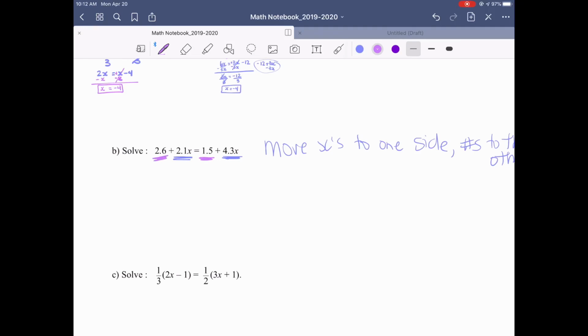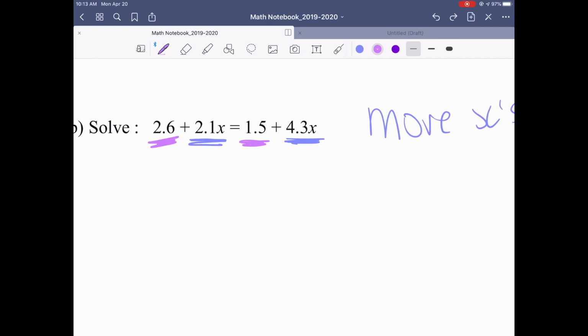So you can decide which side you want to move the x's to. Me personally, I always like to move the smaller one, just so that I deal less with negatives. So what I'm going to do is move this 2.1 here to the other side by subtracting it, and I'm going to move my constants to the left. So I want to put all my x's on the right-hand side and all my constants on the left.